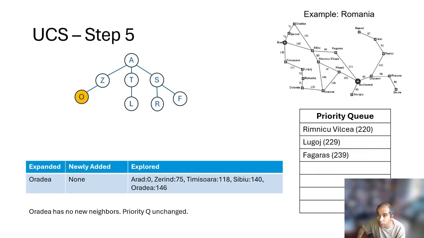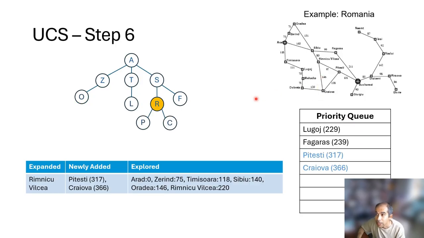Let's see if we expand Oradea. Zerind and Sibiu are already visited, and through Oradea we cannot find a cheaper path. They are already explored. That's why we said that when a node is expanded, we already know we have found the cheapest path to it. So nothing to add here. No new node added, so no blue colored node here. The next one is Rimnicu Vilcea. We take it out and expand it, and you will see that we have Craiova and Pitesti.